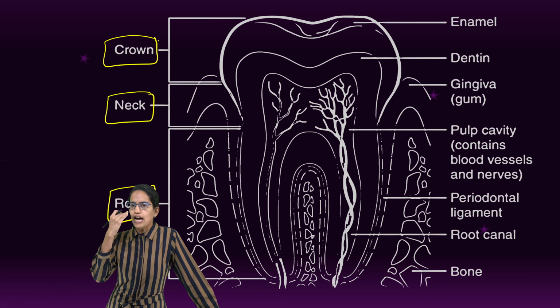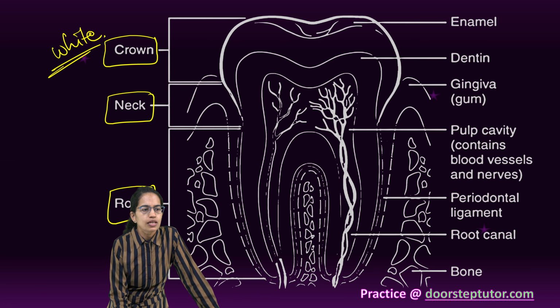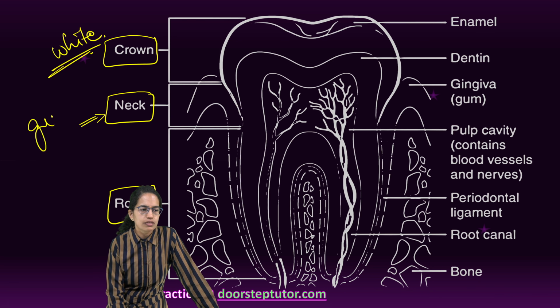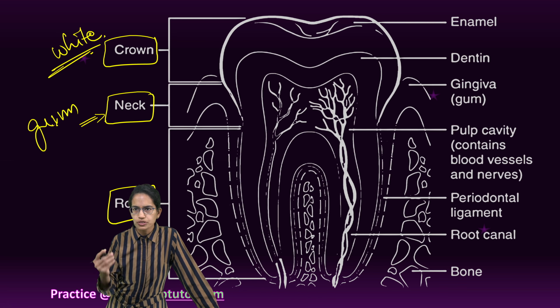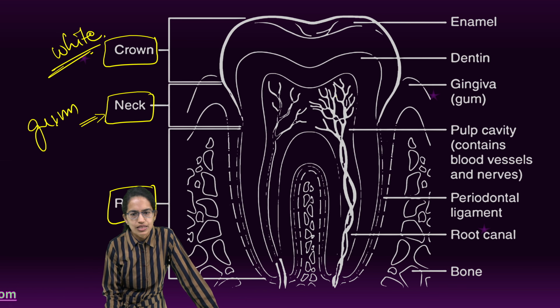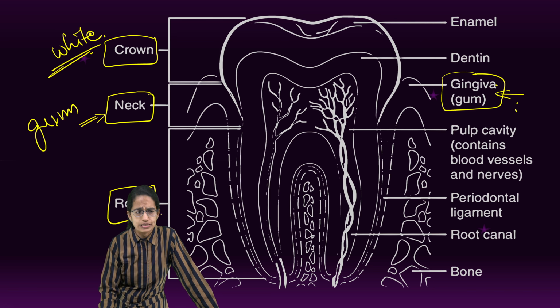So the crown is the outermost part which is visible, white in color. The next is the neck. The neck is the middle part which is actually embedded in the gums. So where the tooth is embedded in the gums, as you can see, within the region of the neck is the gingiva, the region of the gum. The swelling of the gums is known as gingivitis.